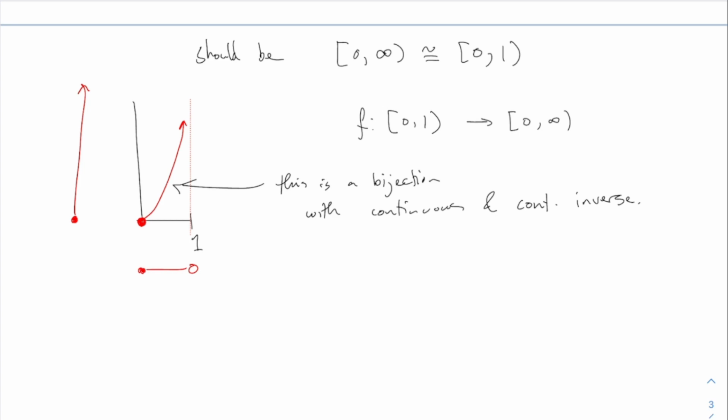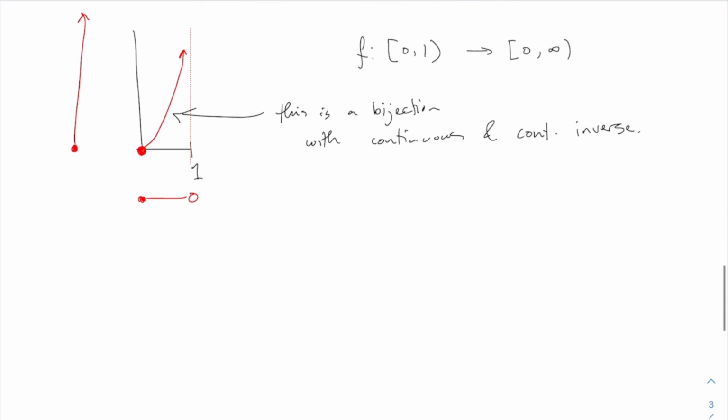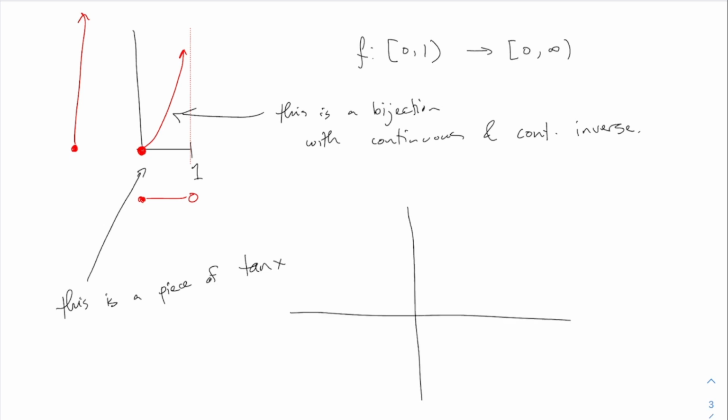Topologically speaking, though, usually we don't like to write formulas for things in general just because it's not really necessary. I hope that you're convinced that there could be a function that does that. Although in this case, actually, it's fairly easy to come up with a formula because I will just bring to your attention, this is a piece of tangent of x. All right, if you look at the graph of tangent, it does exactly what you want it to do.